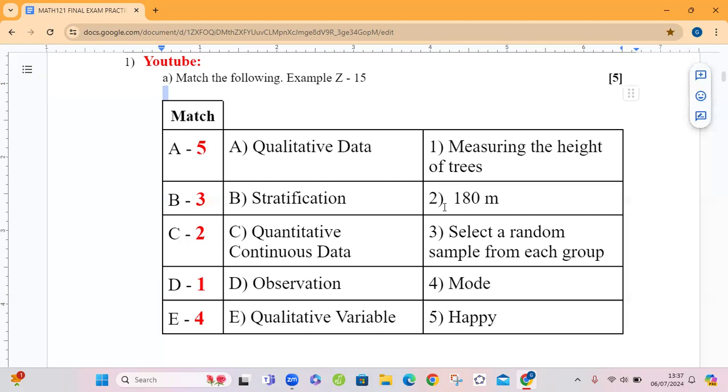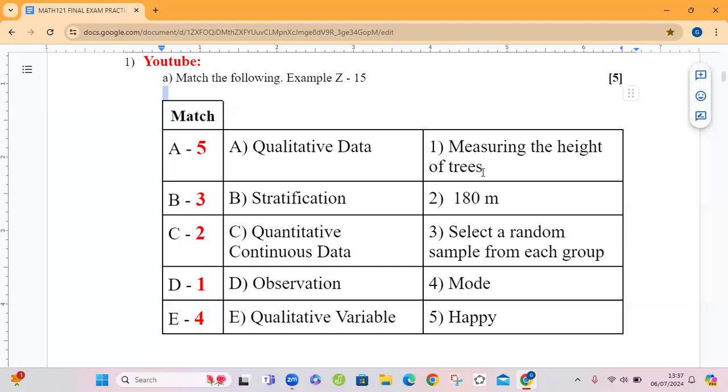180 meters was collected by measuring with a measuring device. Once you have measured, you have obtained a quantitative continuous data. D was matched to number 1. D is observation. Observation is a type of mannerism of doing a research whereby you do not interfere with the study object. You simply collect the data.